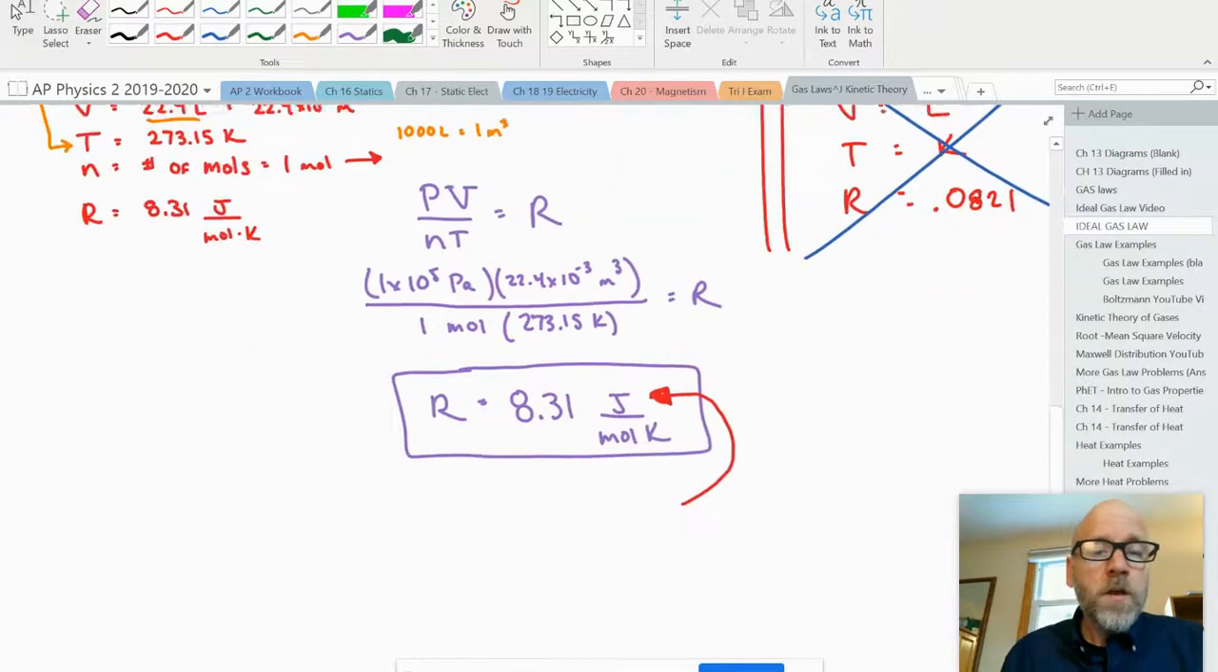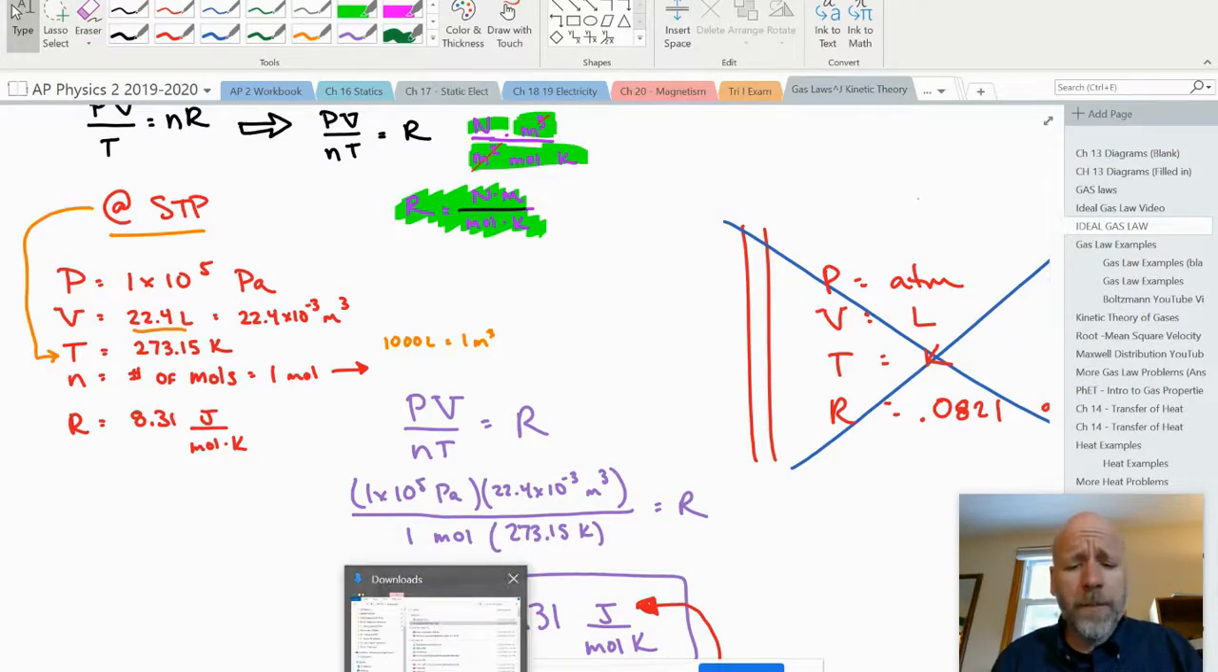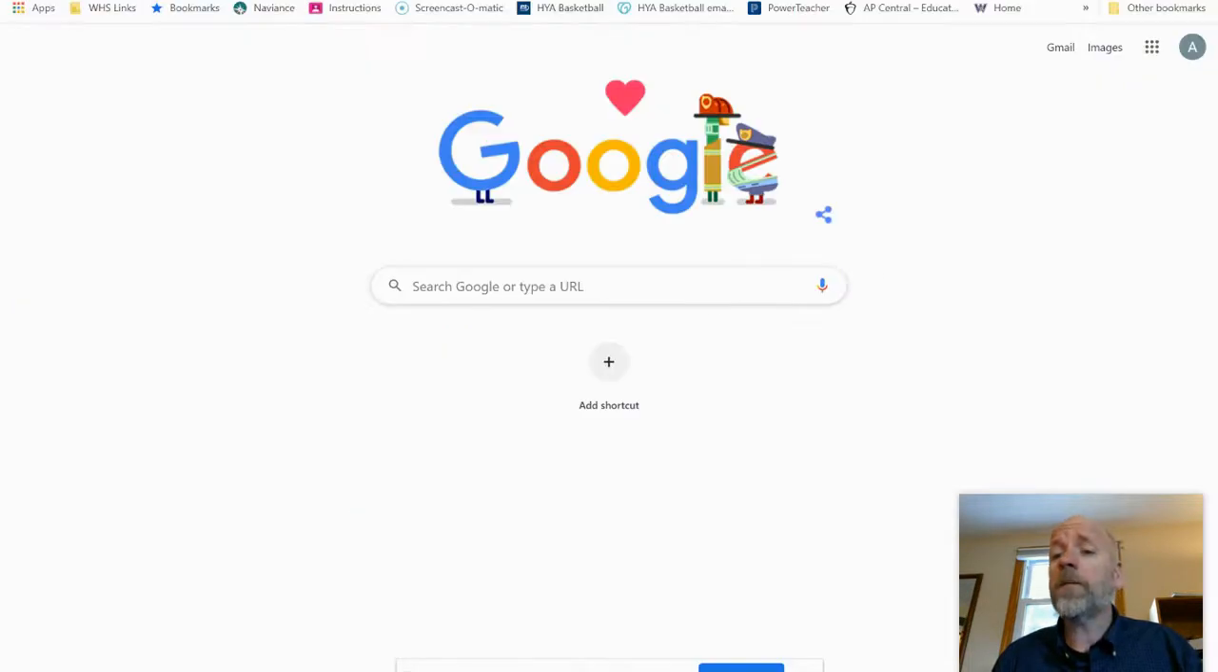So, what I'd like to do now is to go through some examples so you can see again how to use the ideal gas law. Got it? I'm going to push pause. If you guys could get that packet out and turn to where the gas law examples are, and we'll pick it up with the pogo stick question.